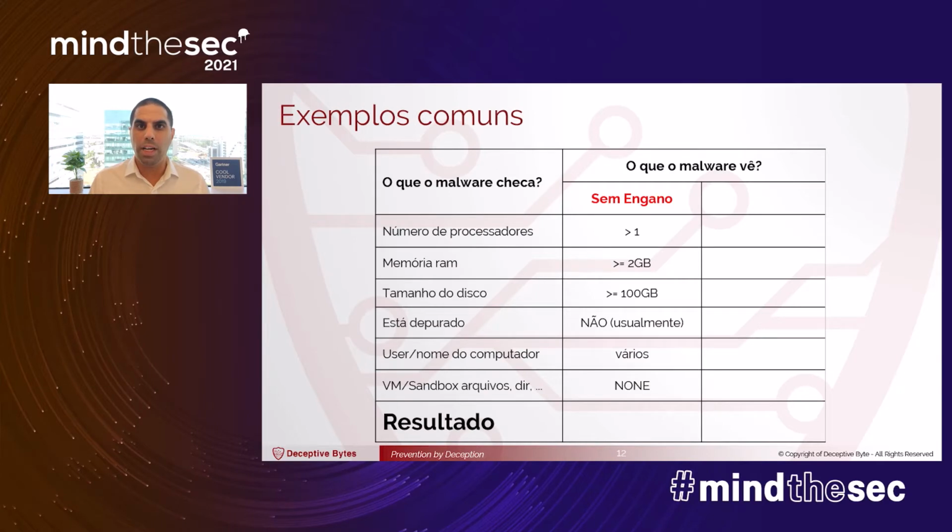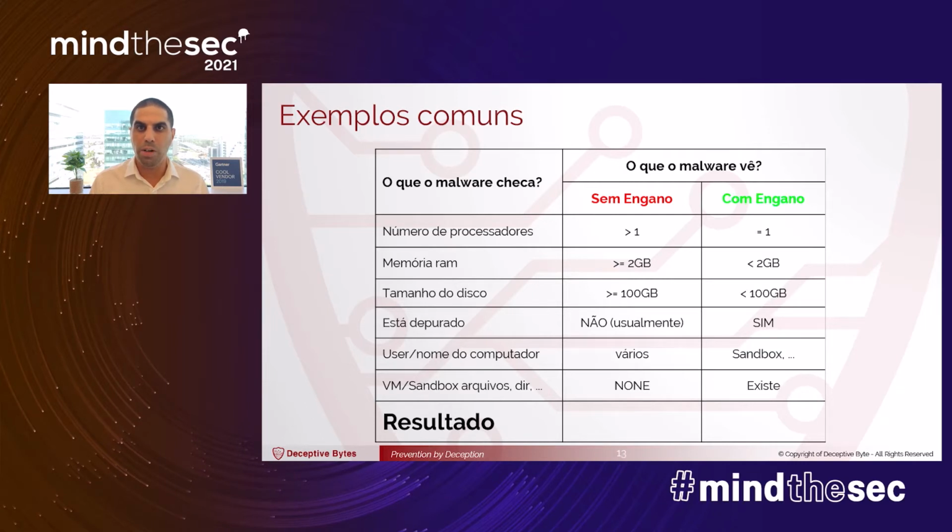So if we look at a regular endpoint, usually it has more than one CPU, at least 2 GB of memory, more than 100 GB of disk space, the machine name varies, and doesn't have any files or folders related to VMs or sandboxes.